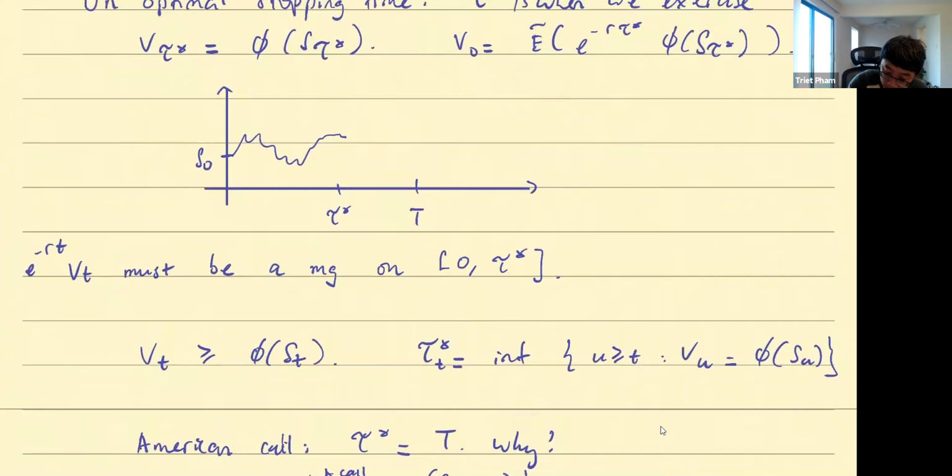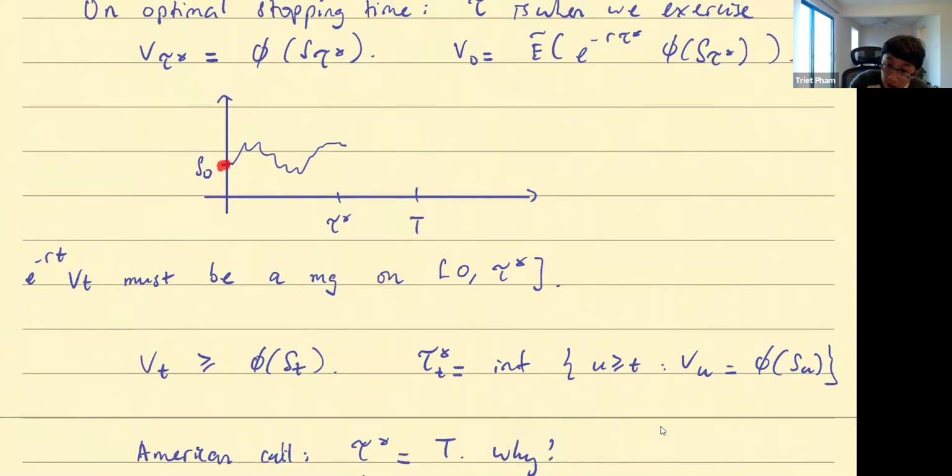Okay, what that means is this. You start here, right? You have the option value, which is always no less than the exercise value. You wait and wait and wait until the first time that your option value is equal to this. And that's the time when you exercise.